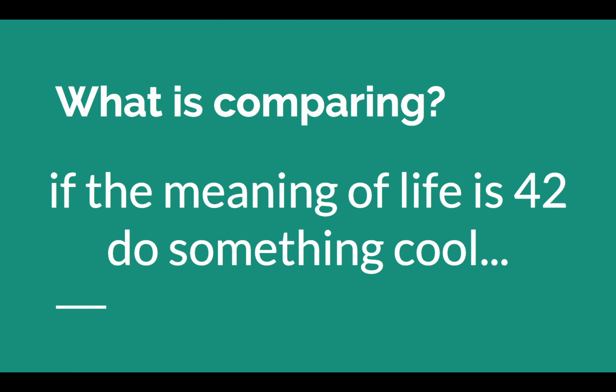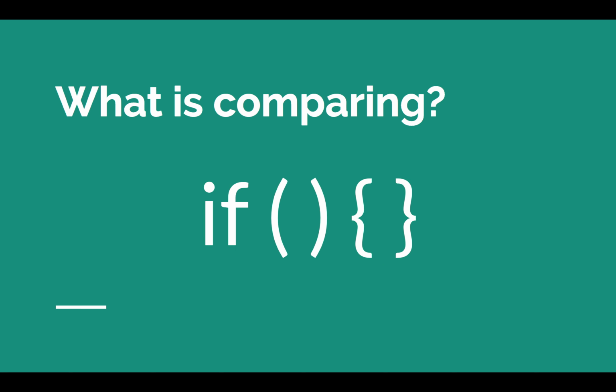So let's start with the first bit, if. How do we write if in code? Well, actually, it's just like this. We write the word if, we have these parentheses, and then we have these curly braces. Now, don't let these symbols scare you. Let's dig into it.